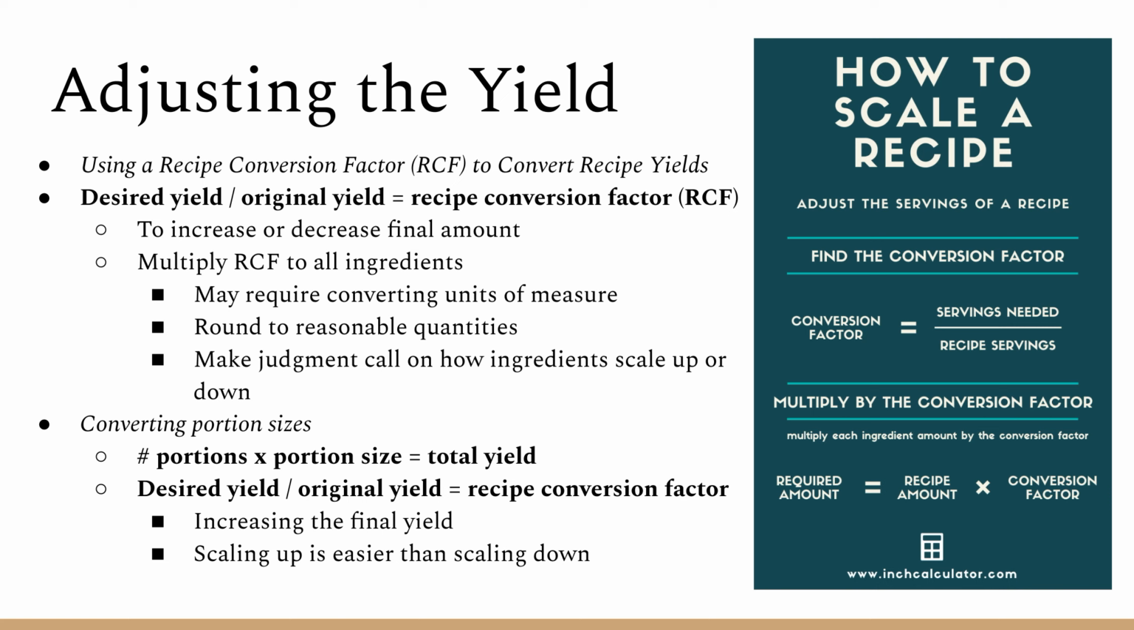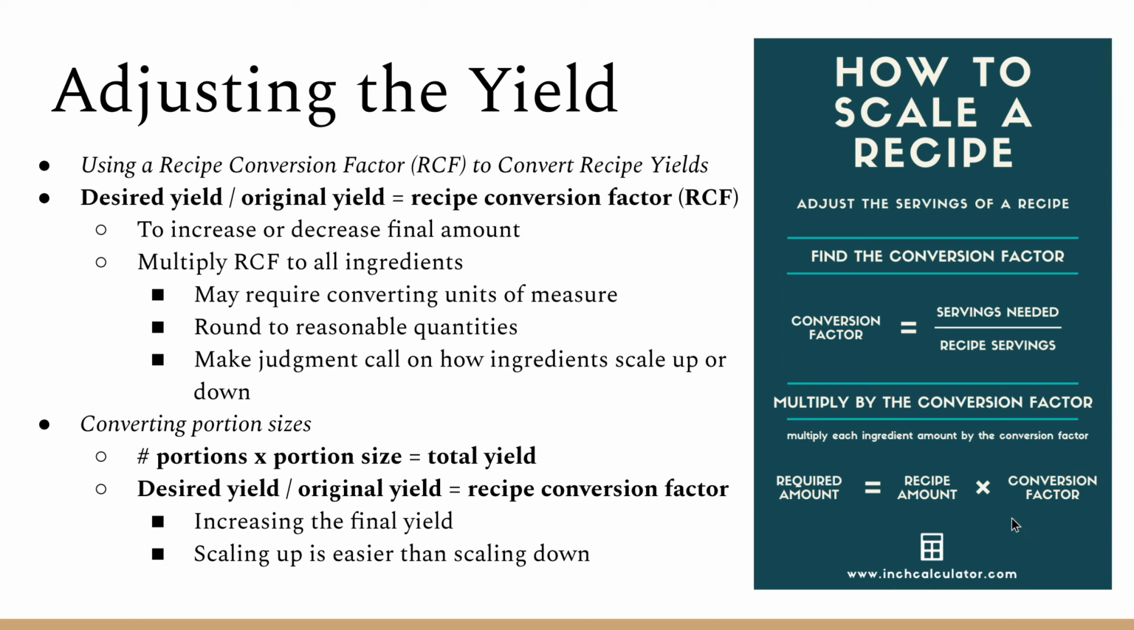And it requires you determining a total yield that you can plug into this original equation. So you would very simply take the number of portions that you have or need, times that by the portion size, which is a weight, and that will give you a total yield. And then from there, you just take those weights, plug it into the equation that we just learned, and that will give you a recipe conversion factor.